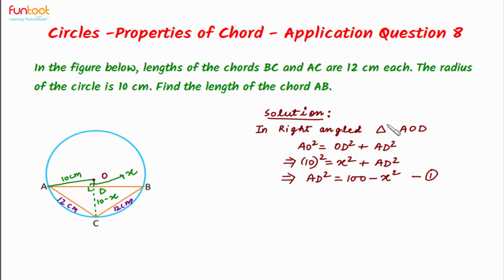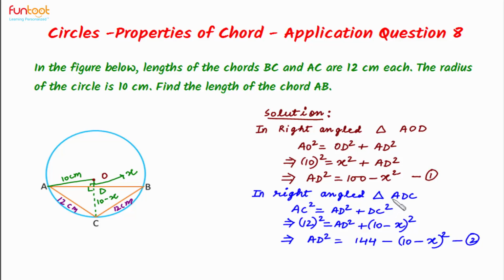So in the first right angle triangle AOD, we have AO square is equal to OD square plus AD square. This implies in place of AO we can write 10, is equal to, in place of OD we can write X, plus AD square as it is. Here we can form an expression for AD square equal to 100 minus X square, call this 1.